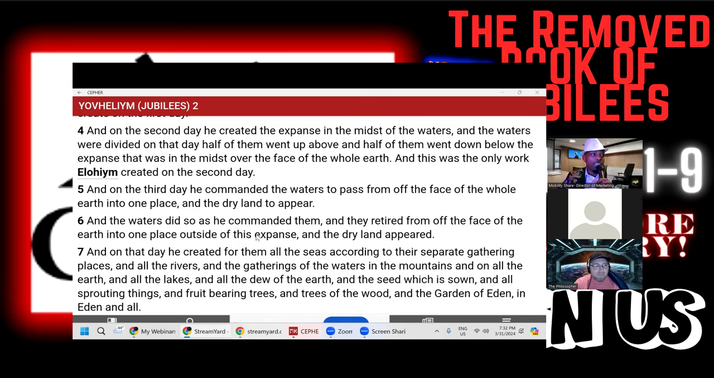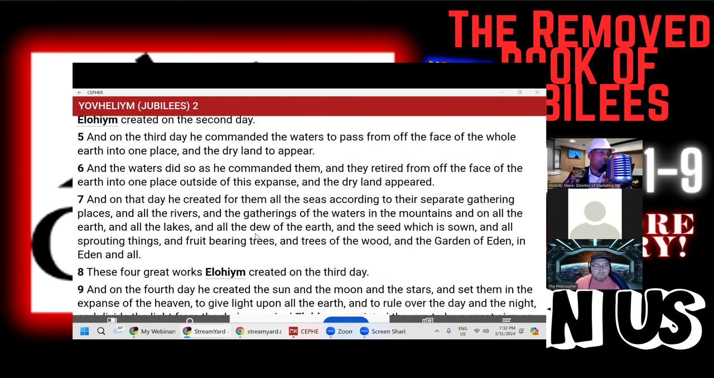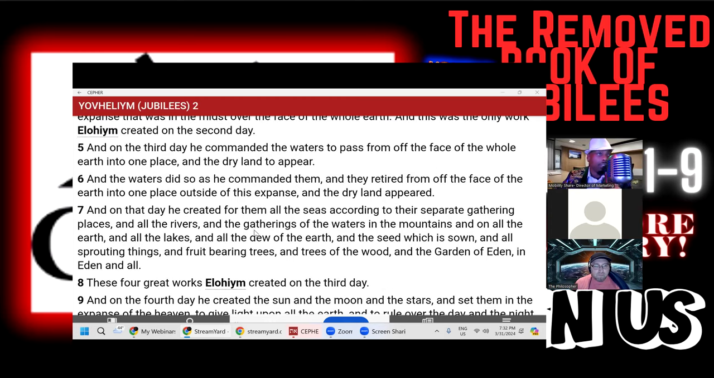And the waters did so as he commanded them. And they retired from off the face of the earth into one place outside of this expanse, and the dry land appeared.